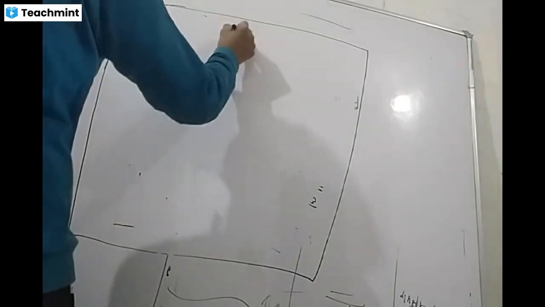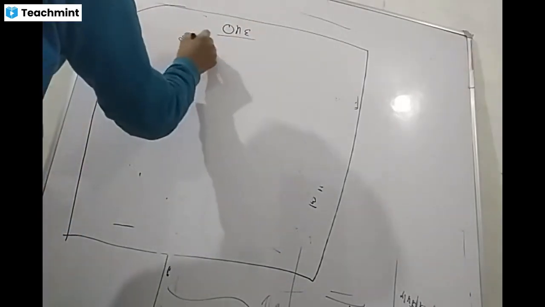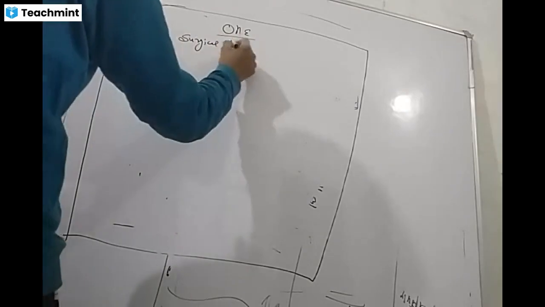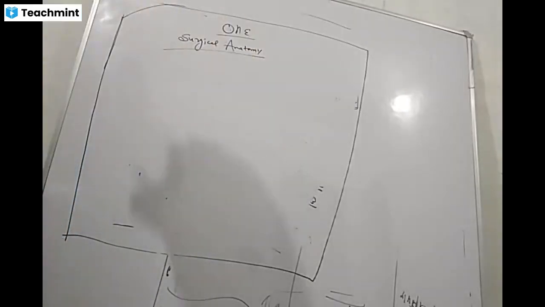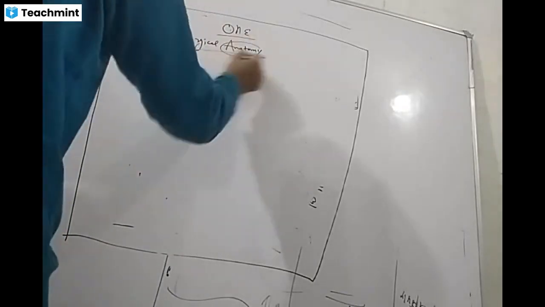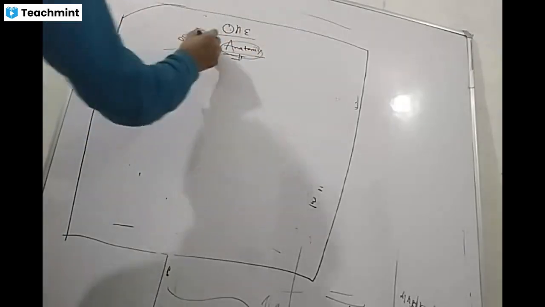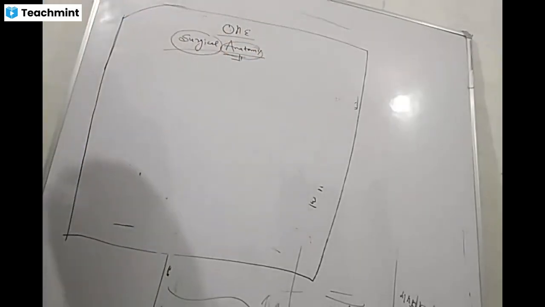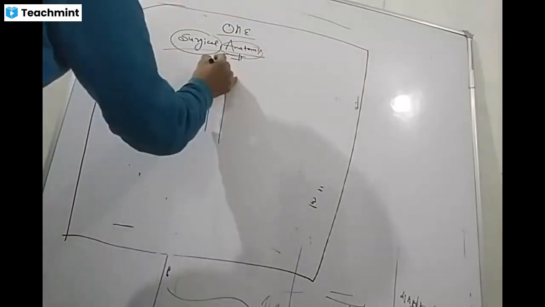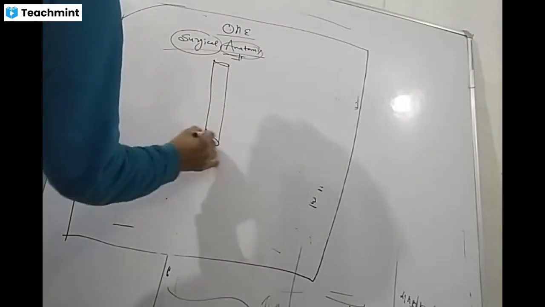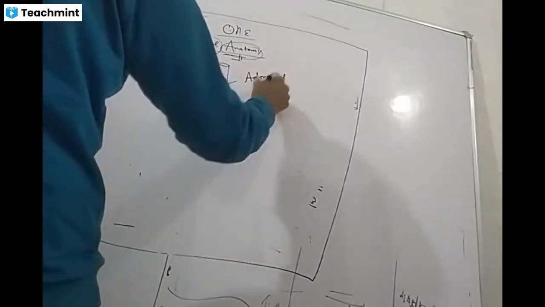Before starting ovary hysterectomy, first we'll see the surgical anatomy of the ovary and the uterus. Surgical anatomy means those anatomical parts which are most important to remember during our surgical procedure. This is your abdominal aorta.